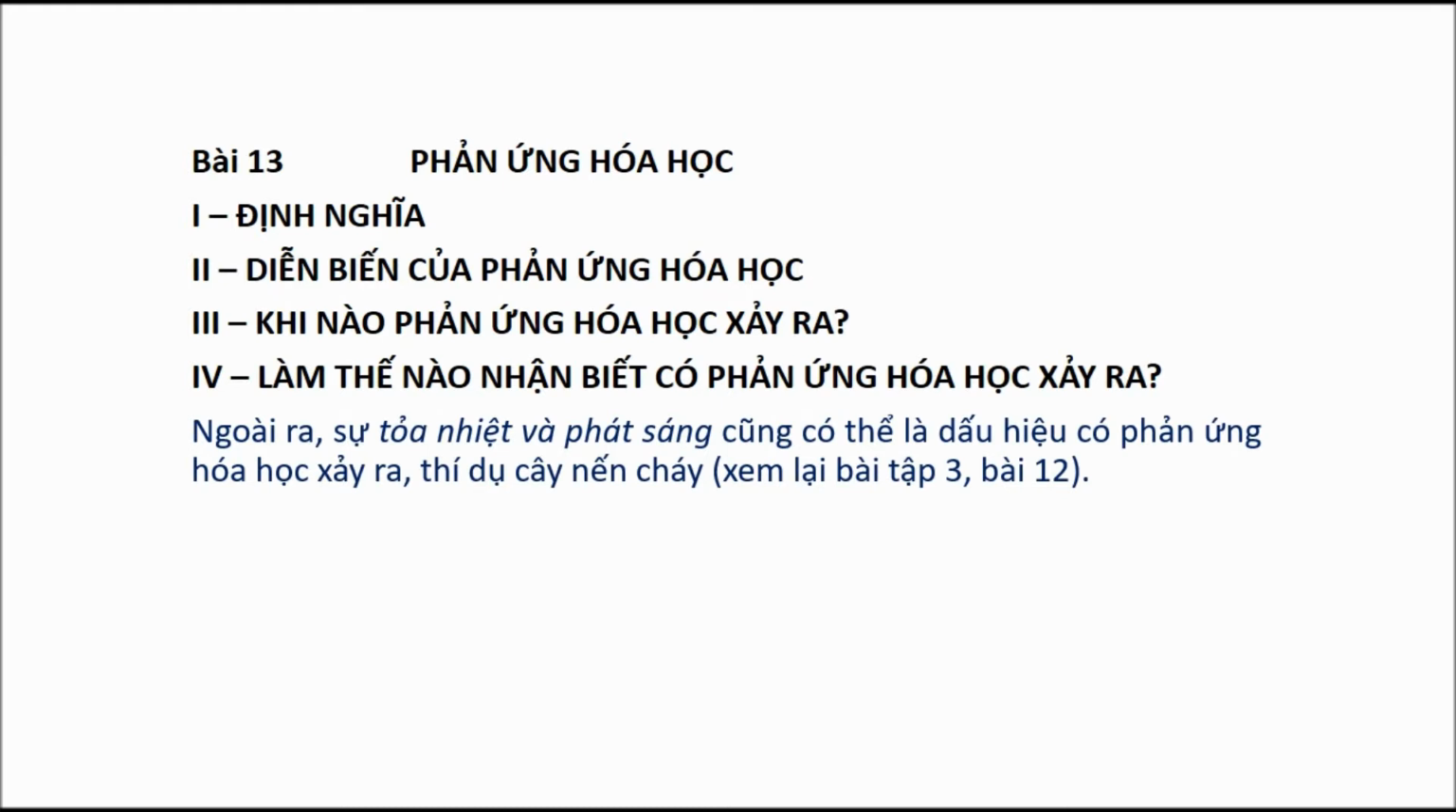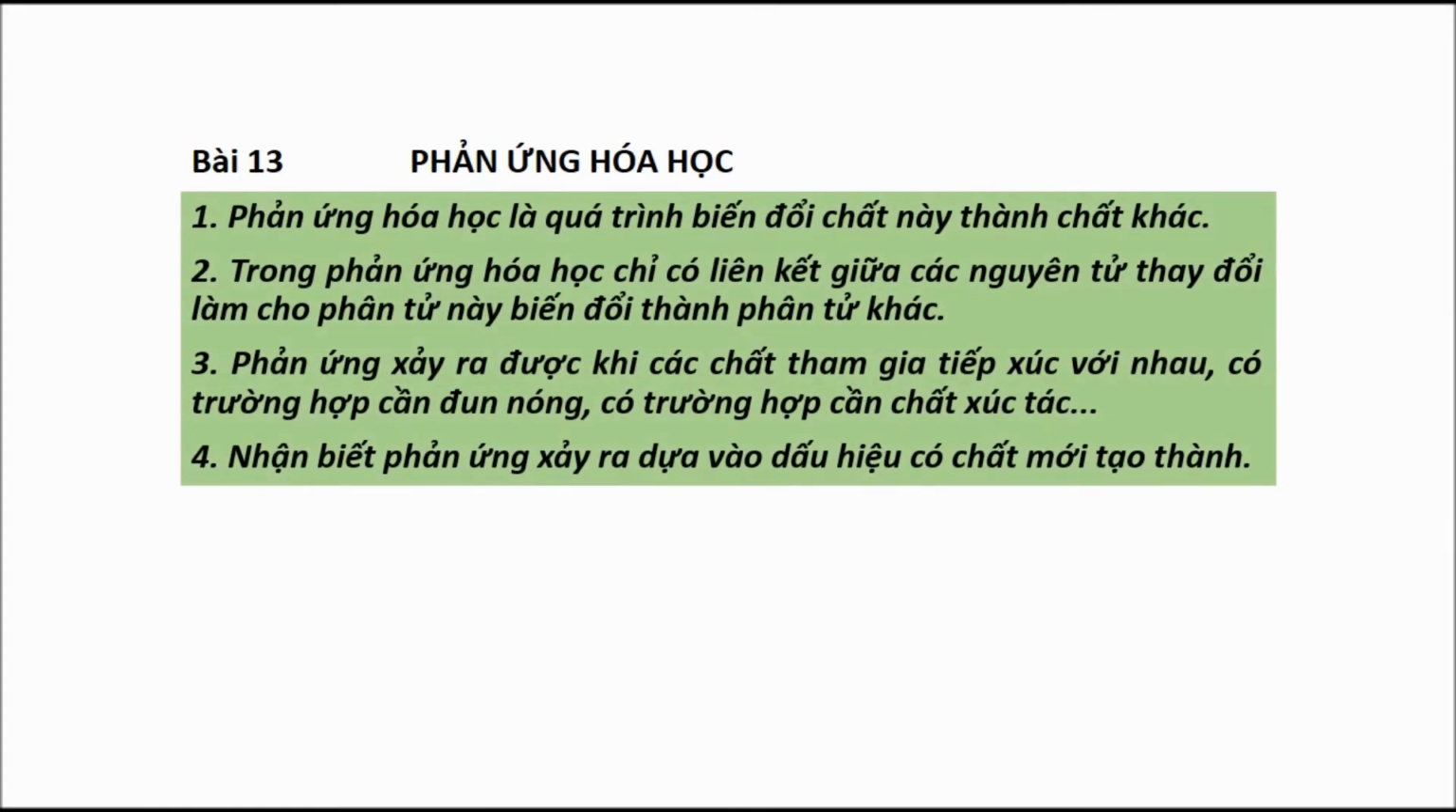Besides, the release of heat and light can be a signal for an occurring chemical reaction, for example, a burning candle. See exercise 3, Lesson 12. 1. A chemical reaction is a change of a substance into other substances. 2. In chemical reactions, only the bonds between atoms change, which makes a molecule change into other molecules. 3. Chemical reactions occur when the substances come into contact together. In some cases, heat or a catalyst is needed. 4. The identification of a chemical reaction which is happening is based on the signal of forming new substances.